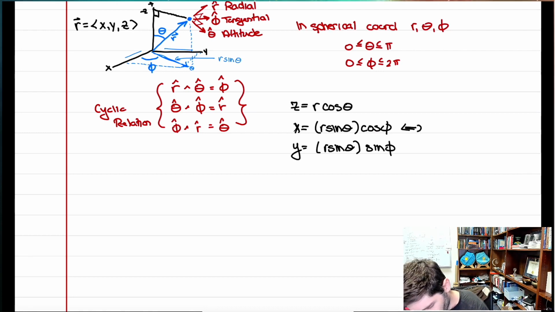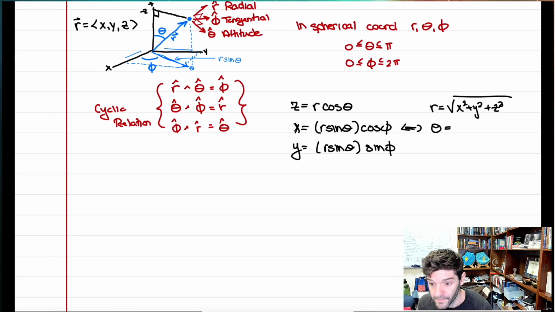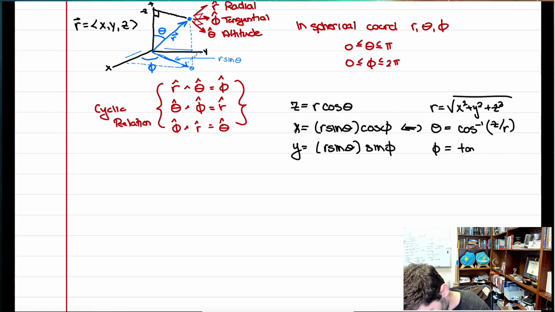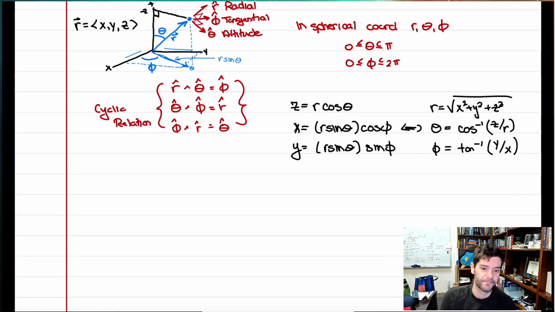And if you want to write in terms of, if I'm given x, y, and z, how do I get r, theta, and phi? Well, then r is just given by the Pythagorean theorem. Theta, if I know z and r, I'm pretty good. So if I first calculate r, then I might do inverse cosine of z over r to get theta. Then phi, I could use the triangle that's projected into the xy plane, and that's going to be inverse tangent of y over x, which gives you a way of going back and forth between the two.